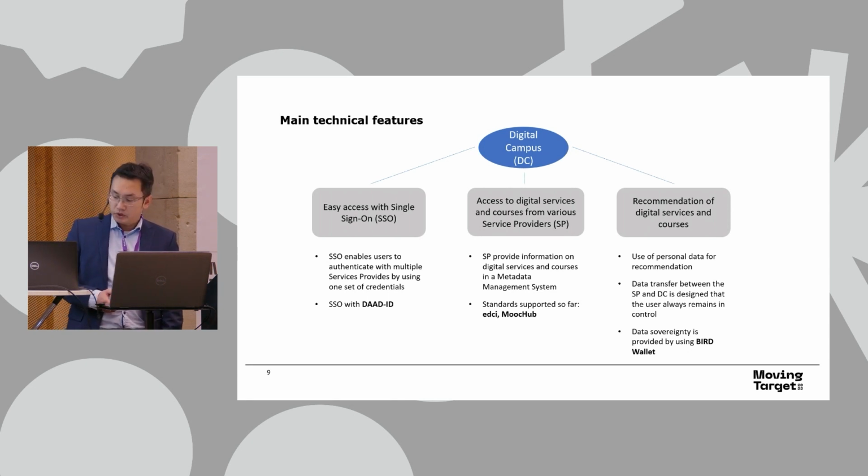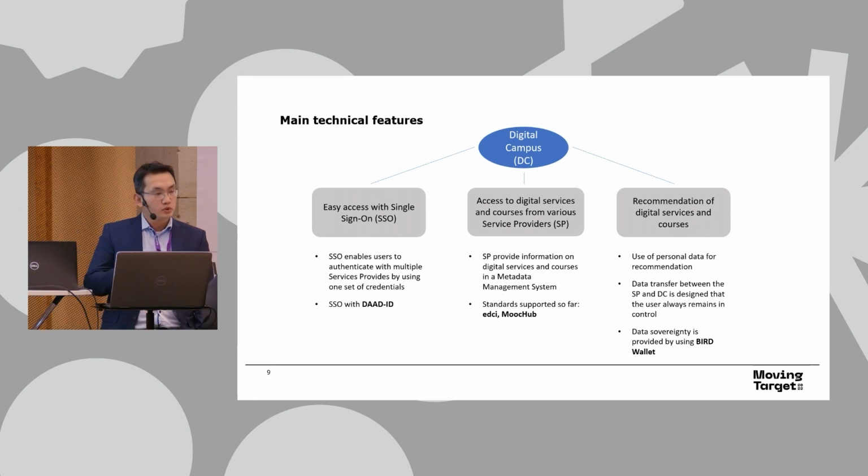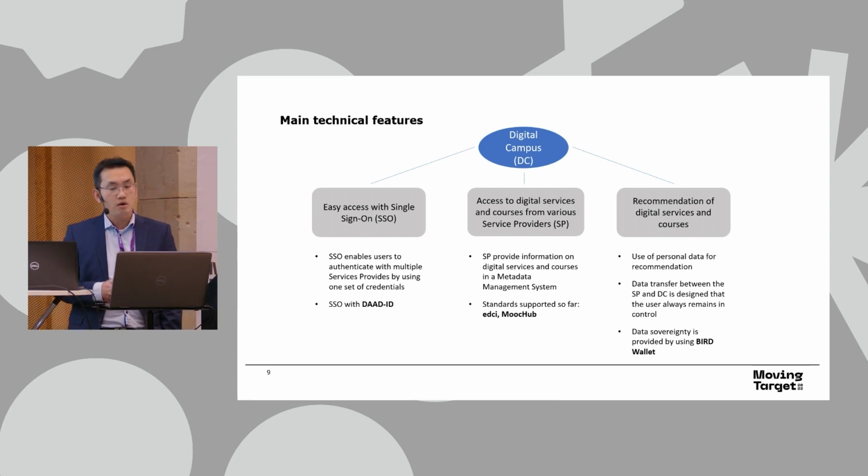The third, the digital services and courses are recommended to users based on their personal data. The DC uses the BERT data wallet to ensure data sovereignty. That means the user has control over what data is shared and used in the DC at all times.